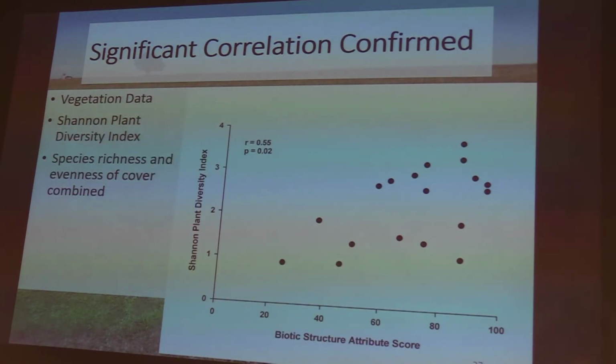We also looked at the vegetation data, so the Shannon Plant Diversity Index, which sort of combines the species richness as well as the evenness of cover of the various species. And so that actually correlated with the biotic attribute score, which was nice because it shows that the CRAM biotic metrics, the vegetation metrics, are measuring some of the same things that the Shannon Diversity Index indicates.